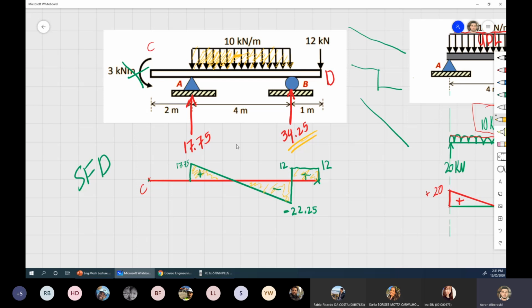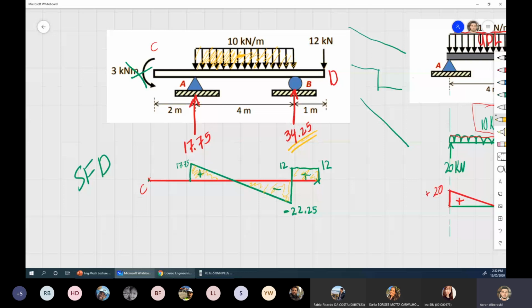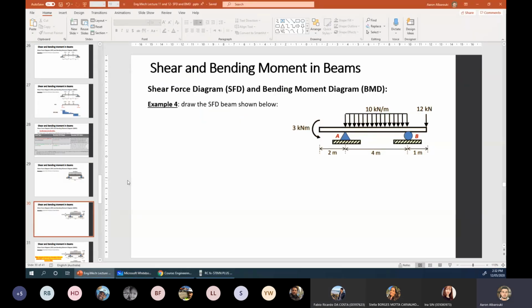Okay, so we're clear on the shear force diagram here. We have one last case, uniformly varying loads. Any question about this example, guys? Okay.